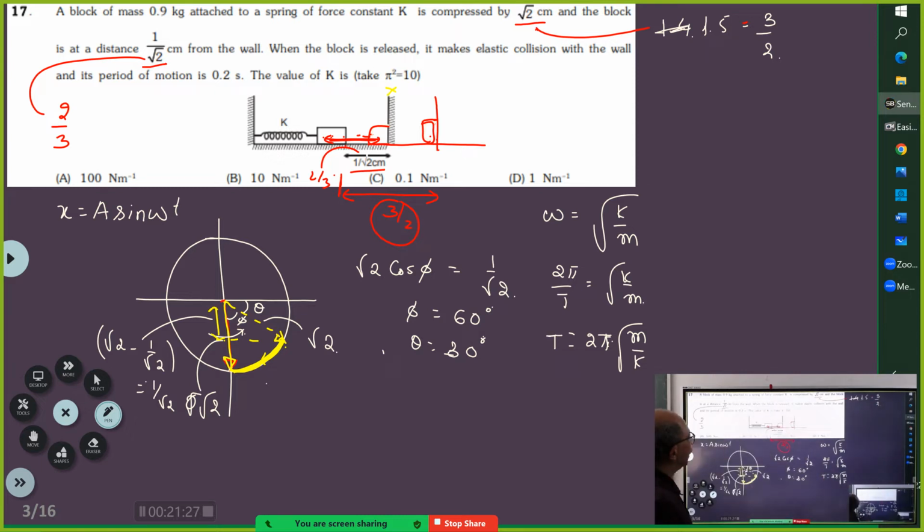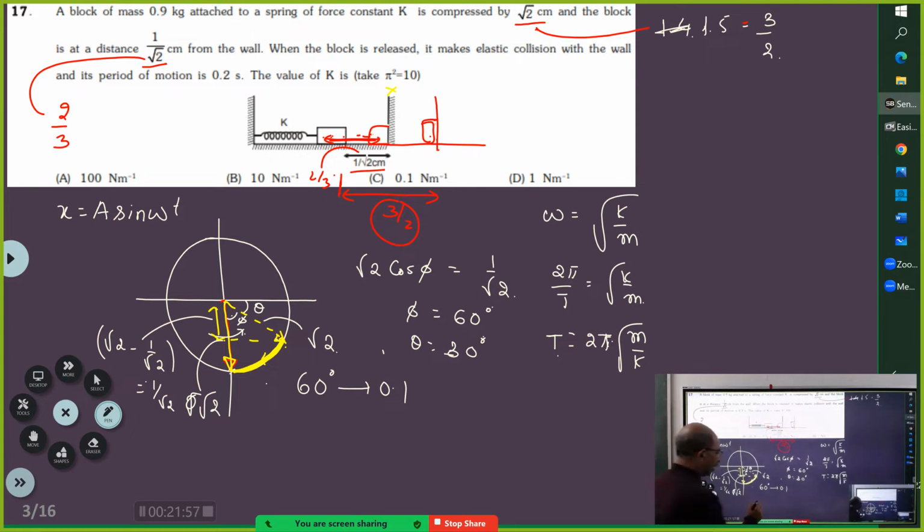Yes. Right. So they are asking us the value of k. Now we have to get the value of t. If we get the value of t, then we can get the value of this. Correct? So here we see, for this to transit from here to here, that is 60 degrees, it has taken 0.1 seconds. So supposing this would have travelled completely and come back here, it would have travelled 6 steps.